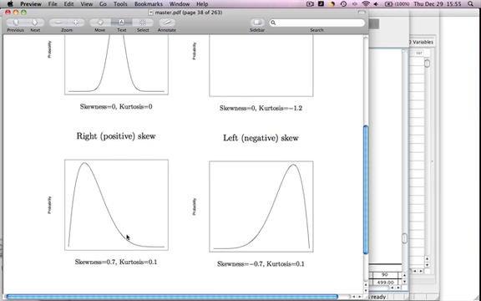I'm not going to give you the formula. If you're interested in the formula, you can get it on Wikipedia. It's a function of how far each observation is from the mean, cubed. So let's go back to, I believe it was page 52.